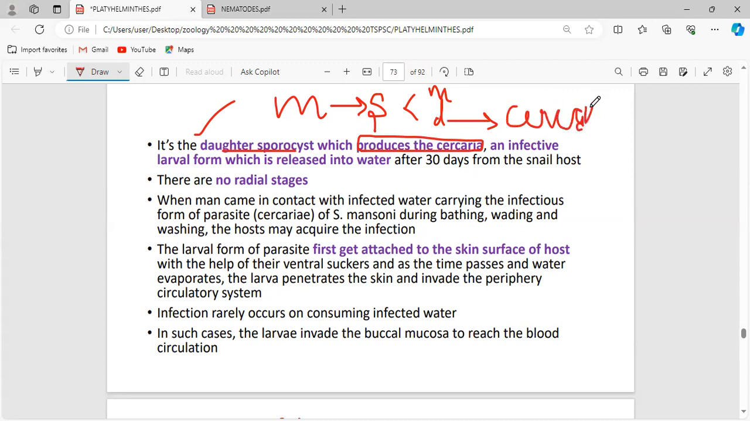Clear? The question may be asked in the examination. What I'm trying to explain is that cercaria is the stage after the miracidium stage. But what are the intermediate stages that take place? The miracidium is converted into the sporocyst, and particularly the daughter sporocyst is the one converting into the cercaria. And this cercaria is the thing, snail. Okay, snail. I'm sorry.